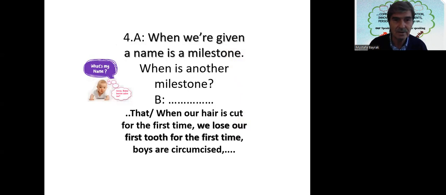What's my name? When we are given a name is a milestone. When is another milestone? That our hair is cut for the first time is a milestone in our lives. That we lose our first tooth is another milestone, or when boys are circumcised is another milestone in life, another turning point.